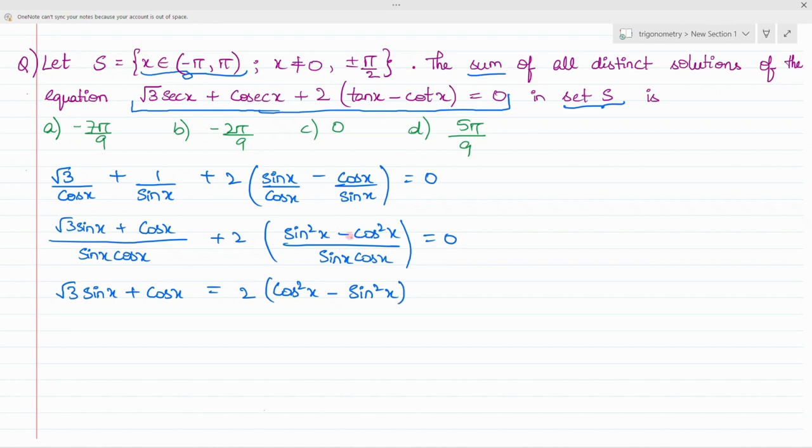I'm just transferring this term to the RHS. So just send this 2 term over here. It becomes root 3 by 2 sin x plus 1 by 2 cos x equal to cos square x minus sin square x.